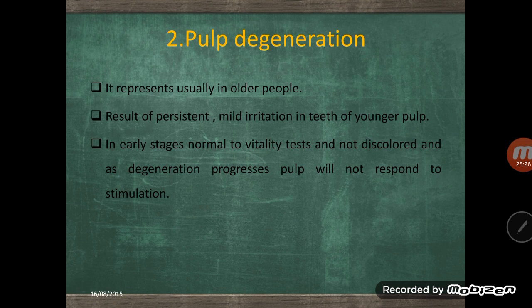The next is pulpal degeneration, which can be seen in the case of older individuals. As we already discussed, pulp stones are one of the signs of degenerative changes, which can be seen generally after 50 years of age. It results from persistent mild irritation in the teeth of young pulp. In early stages, the teeth respond normally to vitality tests and are not discolored, and as degeneration progresses, the pulp will not respond and there will be discoloration.